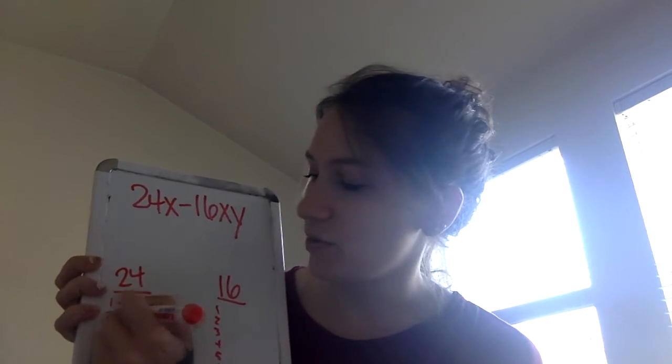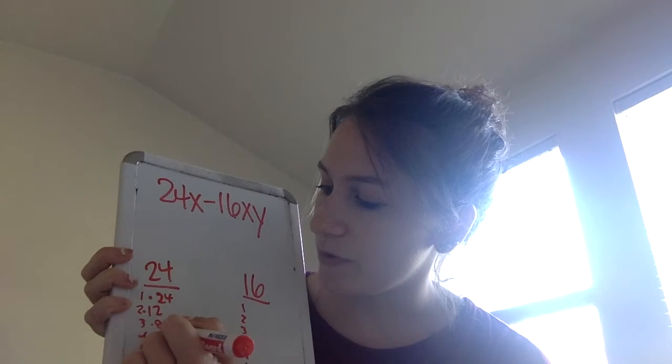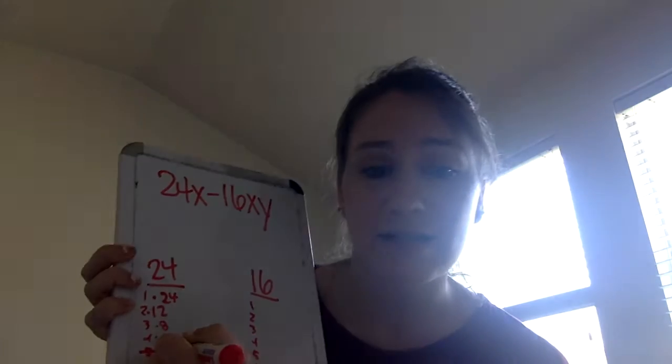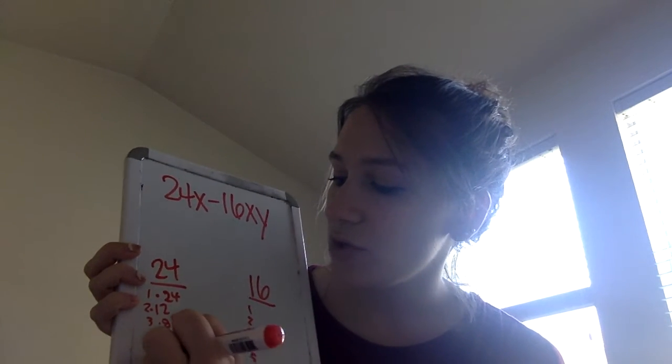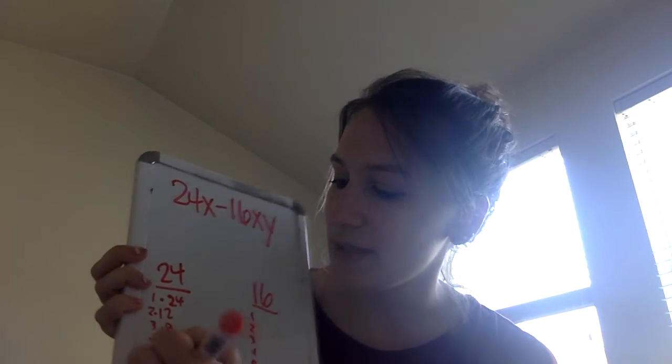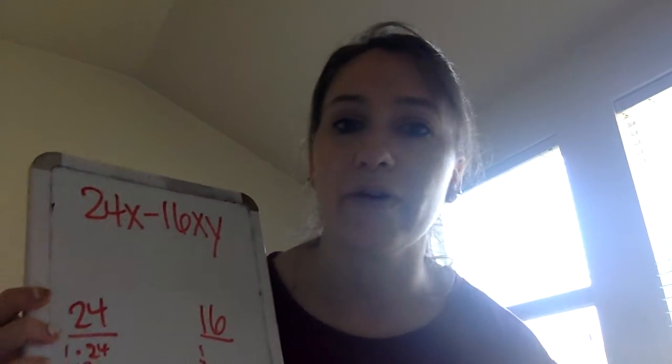And then what I'm going to do is I'm going to divide my top number, my coefficient, by each of those factors. So 24 divided by 1 is 24. 24 divided by 2 is 12. 24 divided by 3 is 8. 24 divided by 4 is 6. 24 is not divisible by 5. I'll get a decimal, so that means I don't fill that one in. 24 divided by 6 is 4. Okay, that means I'm done because I have a repeat. 4 and 6, 6 and 4. Don't need both of them.